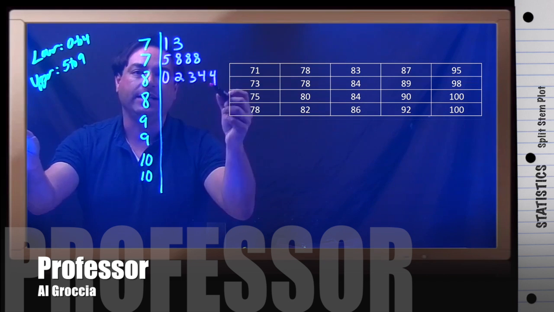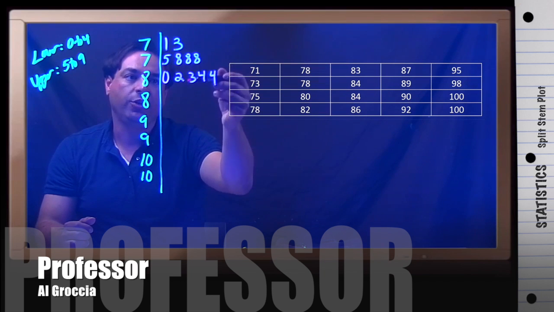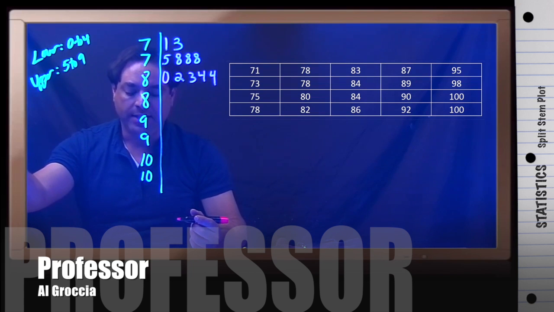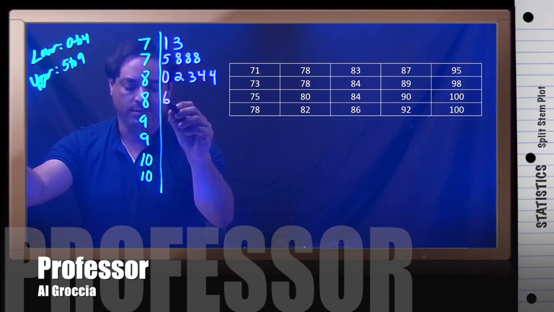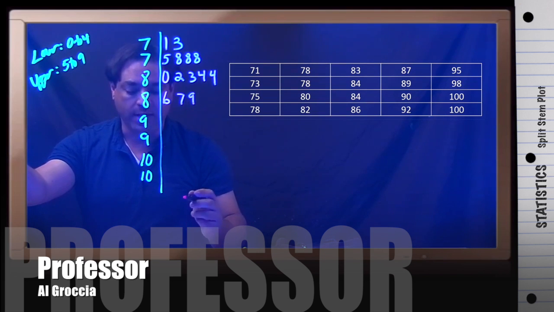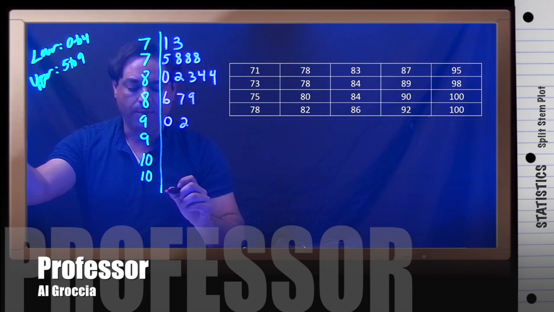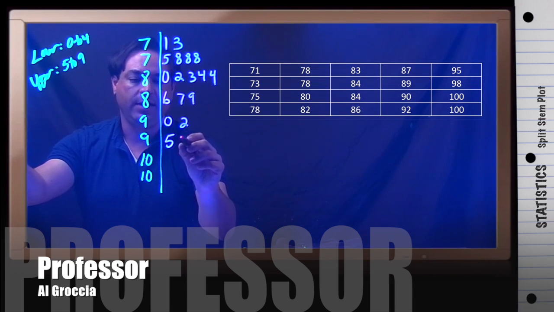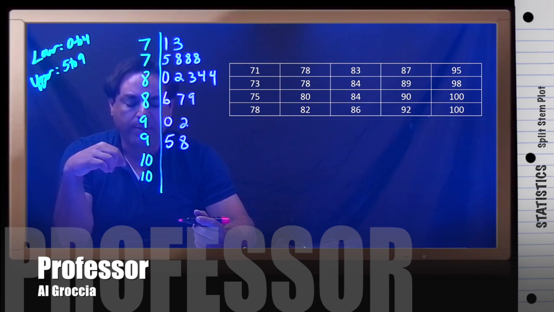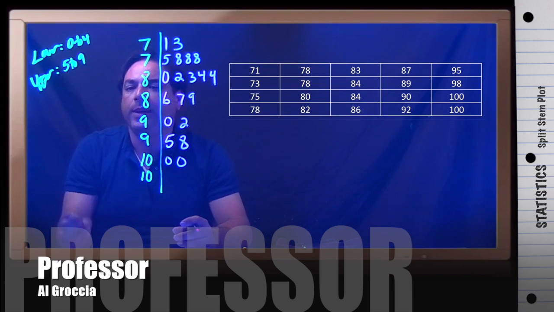Now looking at the 80s, the lower would be the 0, 2, 3, and 2 4s. Notice as I'm writing this, the first row is aligned, the second row is aligned, third row, fourth row, and so on are all aligned. Then in the upper 8s, we'll have a 6, a 7, and a 9. The lower 9s, 0, 2, upper 9s, 5, 8, and then the hundreds, we already have the 10, so to represent the hundreds, we have 2 zeros to represent the 2 100s. They'll both be on the lower.